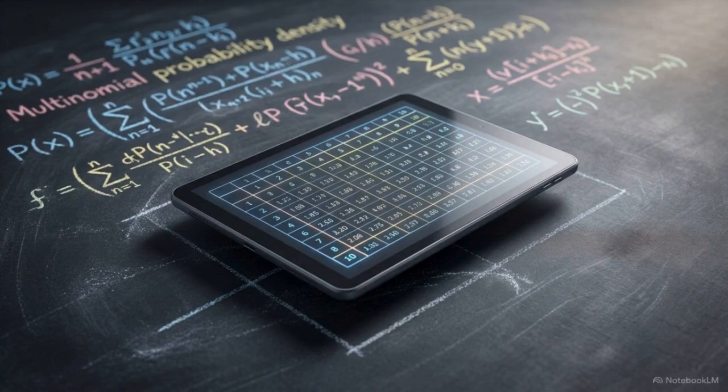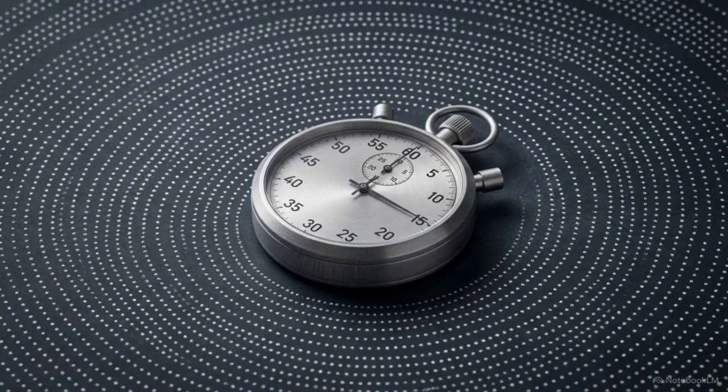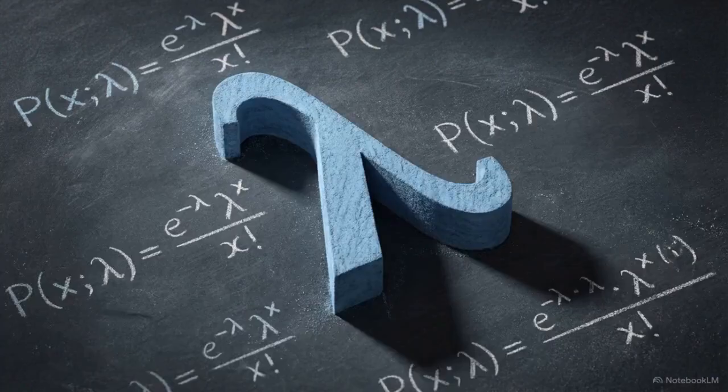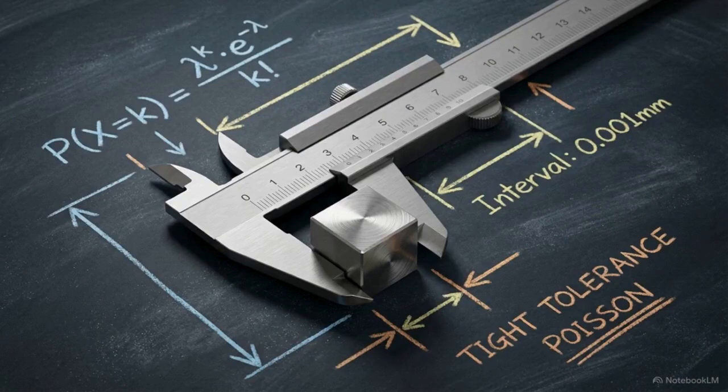When you need to count the occurrences of an event over a continuous interval of time, space, or volume, the appropriate model is the Poisson distribution. The parameters for Poisson are specific. The data must be discrete, the interval must be fixed, the events must be independent of one another, and the overall probability of occurrence must be exceedingly low.